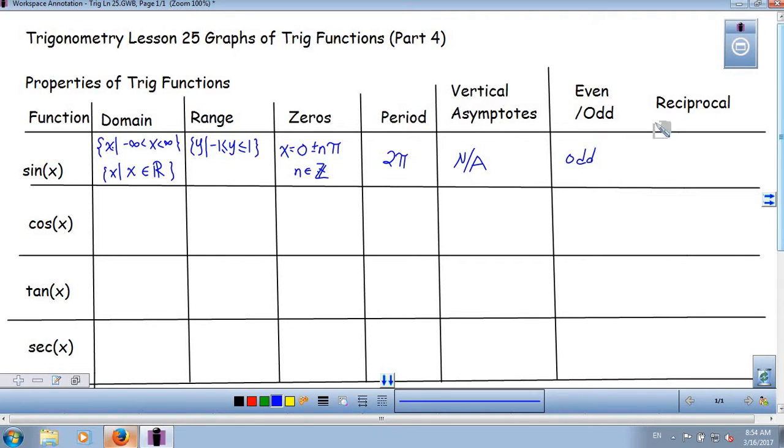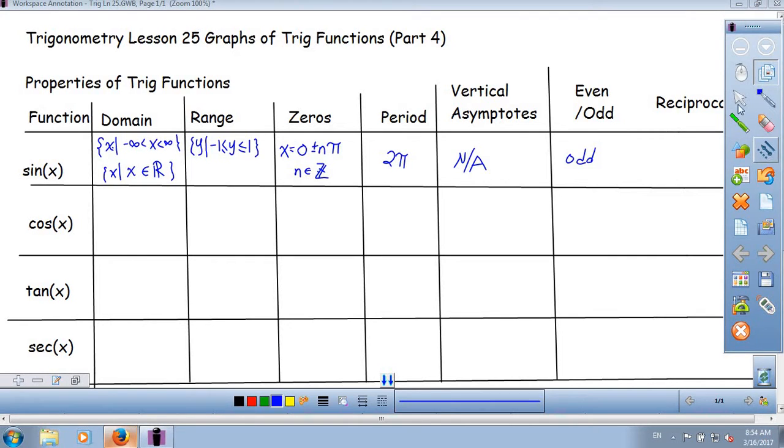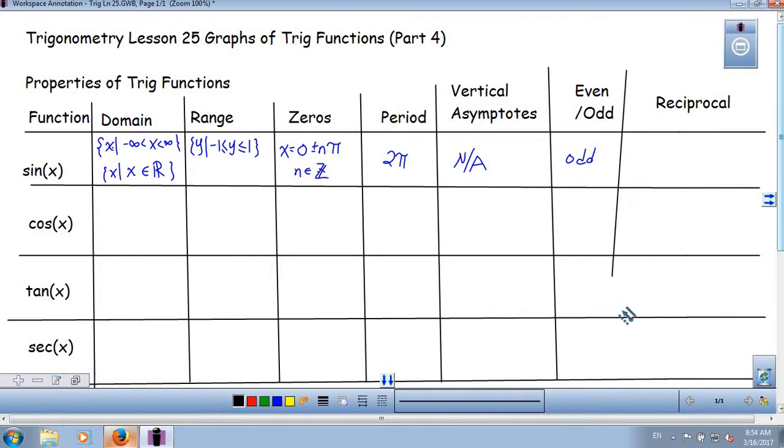Okay, and of course the reciprocal function for sine is cosecant. Maybe I should give myself a little more room there. Well, that's good. We'll go ahead and do that. So the reciprocal function is cosecant.